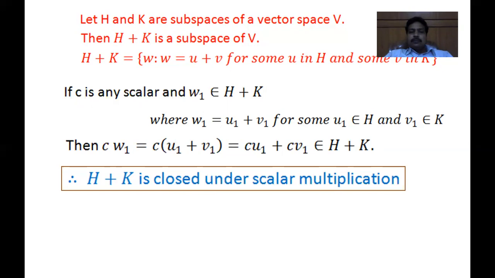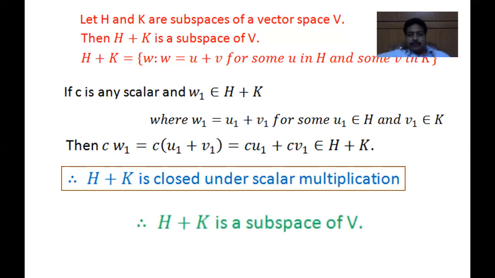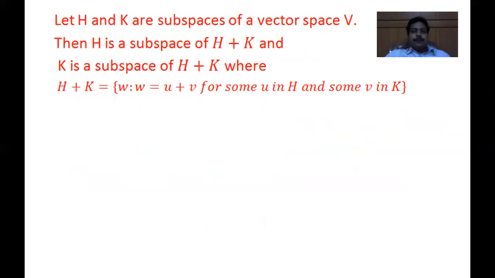So H plus K satisfies all the three conditions of subspace. So we can conclude that H plus K is a subspace of V. Finally, let us prove this: that H and K are subspaces of a vector space V, and then H is a subspace of H plus K, and K is a subspace of H plus K, where H plus K is given as earlier.